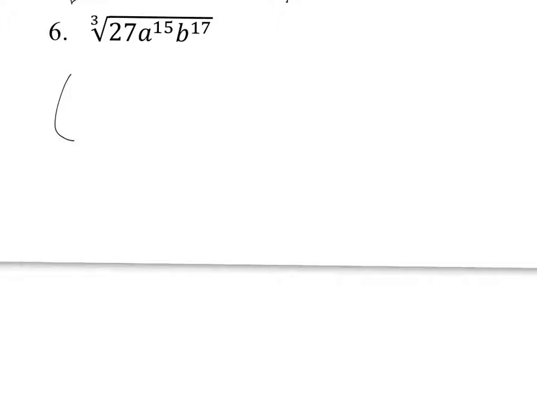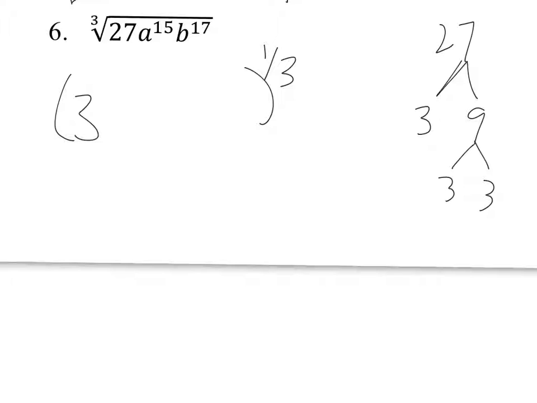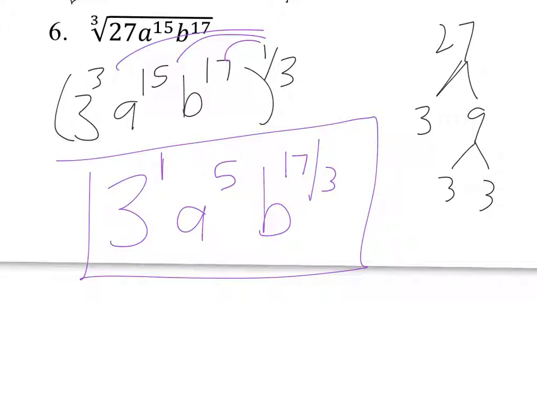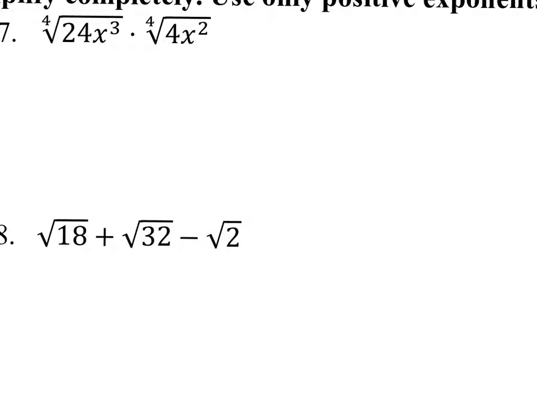So first thing I'm going to do, I'm going to rewrite this as the 1/3 power. 27 is 3 cubed. And then I have 8 to the 15th, b to the 17th. And the power to a power, I should be multiplying. So if I multiply these all together, this would be my answer. First page, done. Second page, still multiplying.